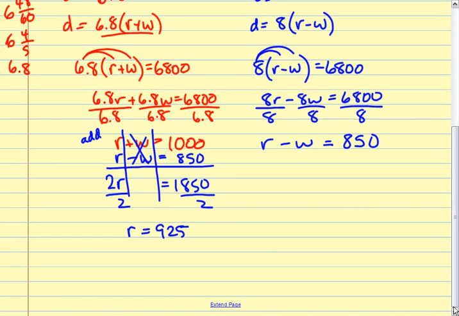Now, remember, R plus W is equal to 1,000. I'm going to have to finish this in one other video. Can you believe that? But I'm going to be right there.